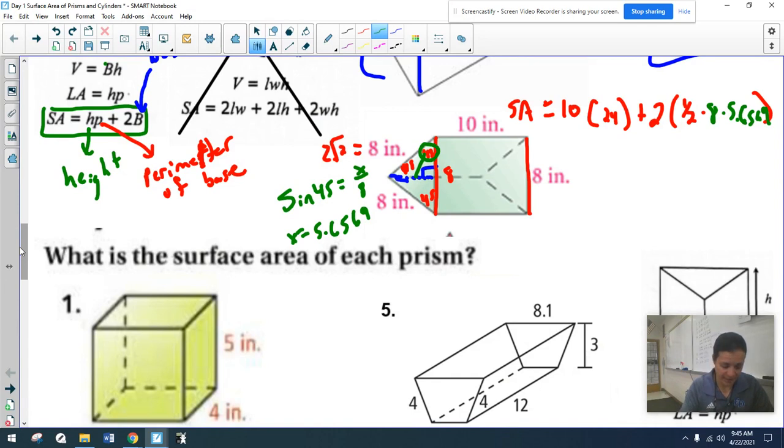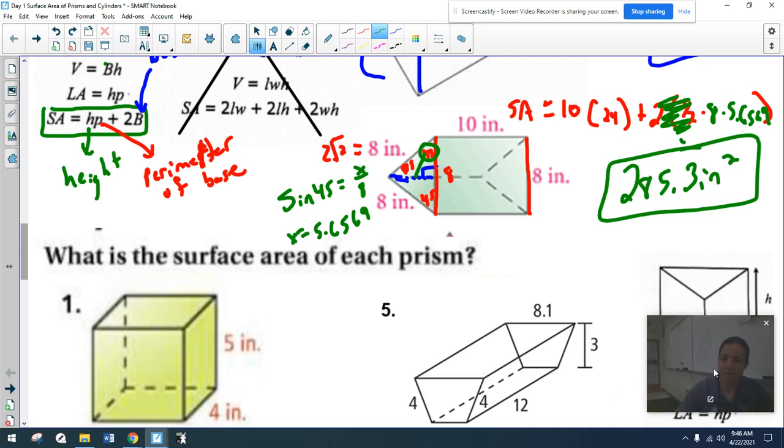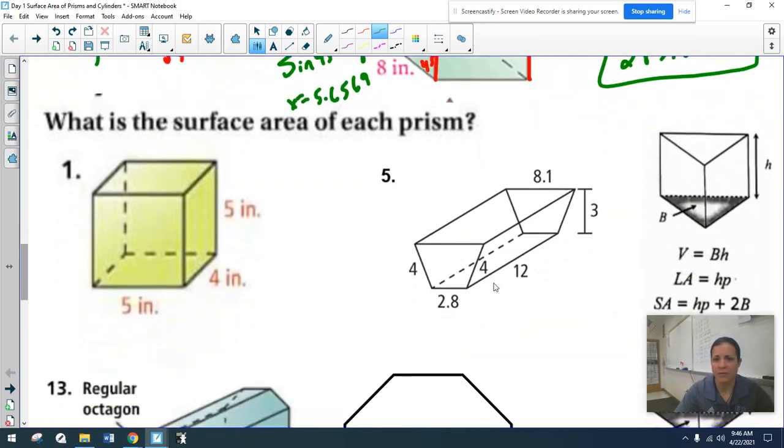So I've got times 8, and I don't need to worry about this because 2 times a half is just 1. So I don't even need to worry about that. And then I'm going to add the 10 times 24. And I'm going to get 200. Now I can round to the nearest tenth that I got my final answer. I got 285.3 inches squared. Okay. So that would probably be one of the harder ones.